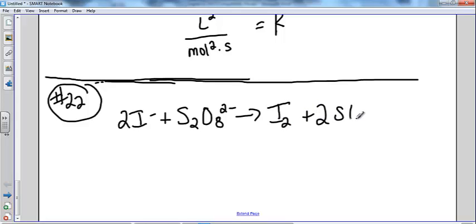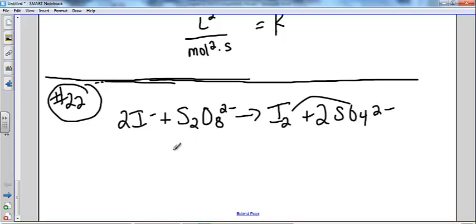So that was just to kind of get us to the idea of determining what's going to dictate slowing things down or making things go faster. This is the reaction that we've got. It was studied at 25 degrees Celsius. The following results were obtained where we've got our rate, and they give us several different reactions where they change the concentration and then they give us the initial rate.